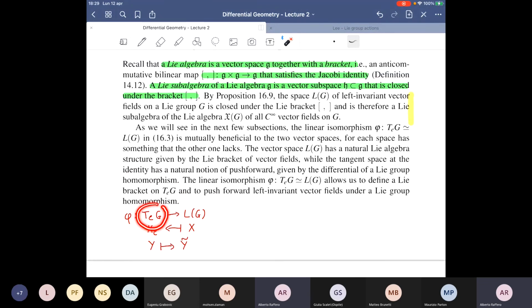We do not have a Lie algebra structure here yet, but the idea is that using this isomorphism, you can translate the information here to information here, and in particular, give a Lie algebra structure also to the tangent space to the Lie group at the identity.